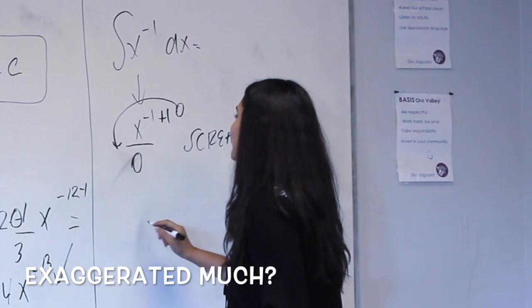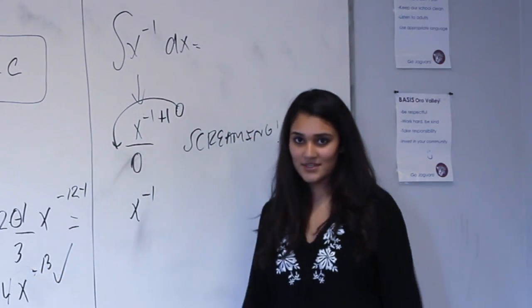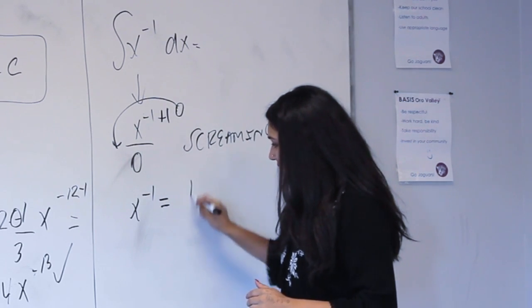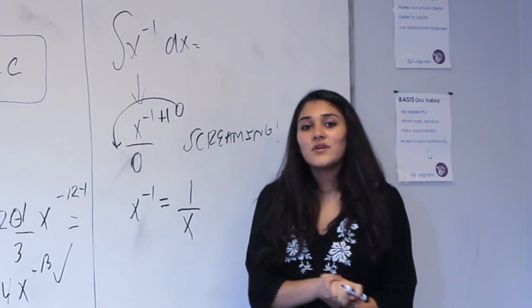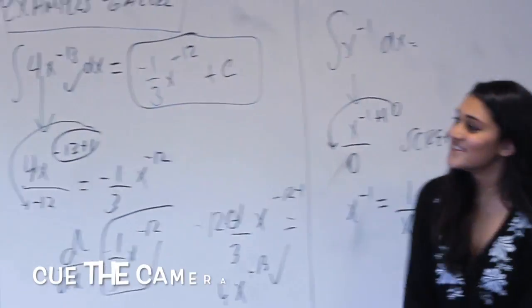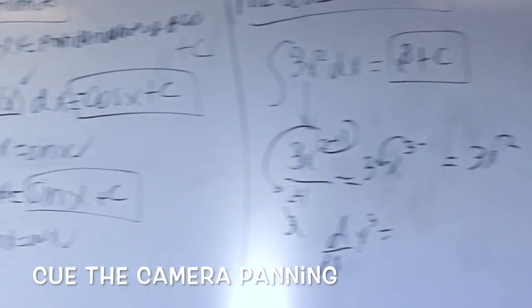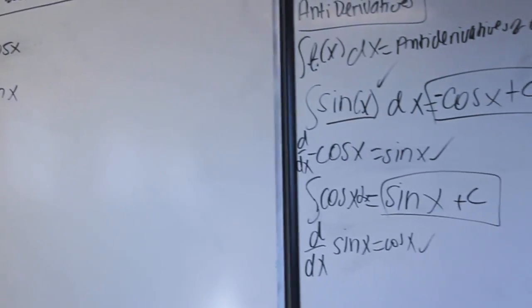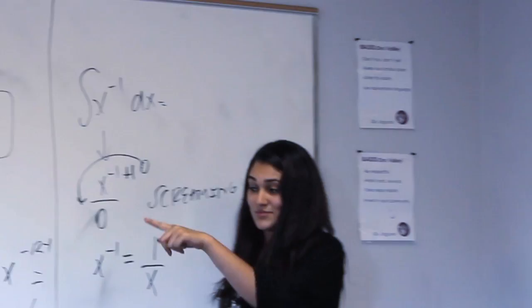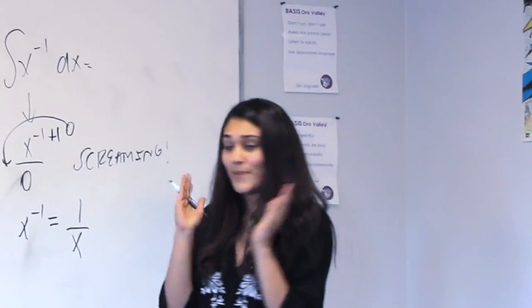Okay, so we're going to look at it again really closely. x to the negative 1. What can this also be written as? 1 over x. What does 1 over x equal in our derivatives of basic functions? It equals natural log of x. I really hope that's an absolute value. It's the absolute value of x, because that's important too. It's not just parentheses x, it's absolute value of x.